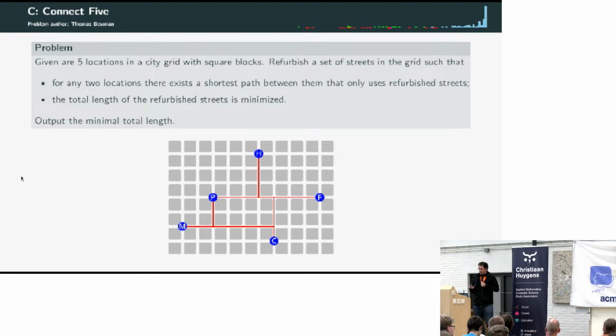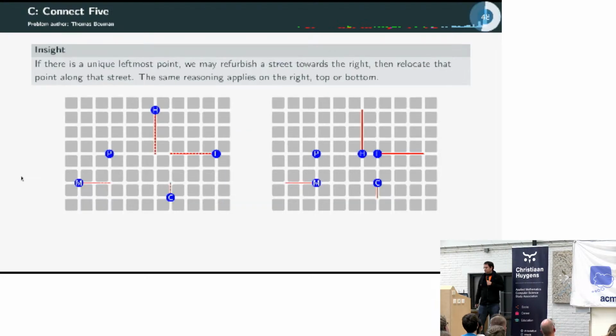This means we need the square there in the center. So you don't have just a spanning tree, but some extra edges in some of the cases. And you should do this with a total minimum length and output that minimum length. One of the insights that tremendously helps cut down the number of cases one needs to consider in this problem is that, say there is a point that is to the very left, and it has the unique leftmost x-coordinate.